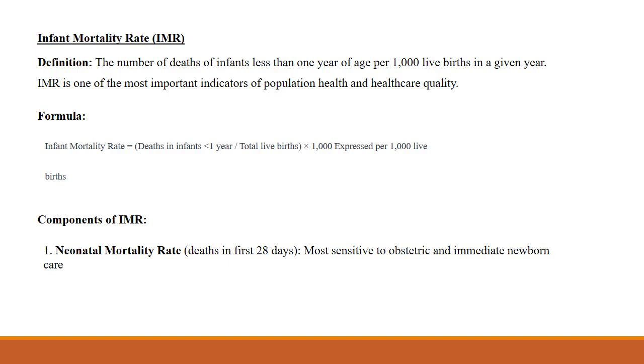And now at the end, we will discuss the infant mortality rate, the IMR. The number of deaths of infants less than 1 year of age per thousand live births in a given year. IMR is one of the most important indicators of population health and healthcare quality. That is the formula: infant mortality rate equals deaths in infants less than 1 year, divided by total live births, multiplied by 1000, expressed per 1000 live births. Components of the IMR: neonatal mortality rate, deaths in the first 28 days, most sensitive to obstetric and immediate newborn care.